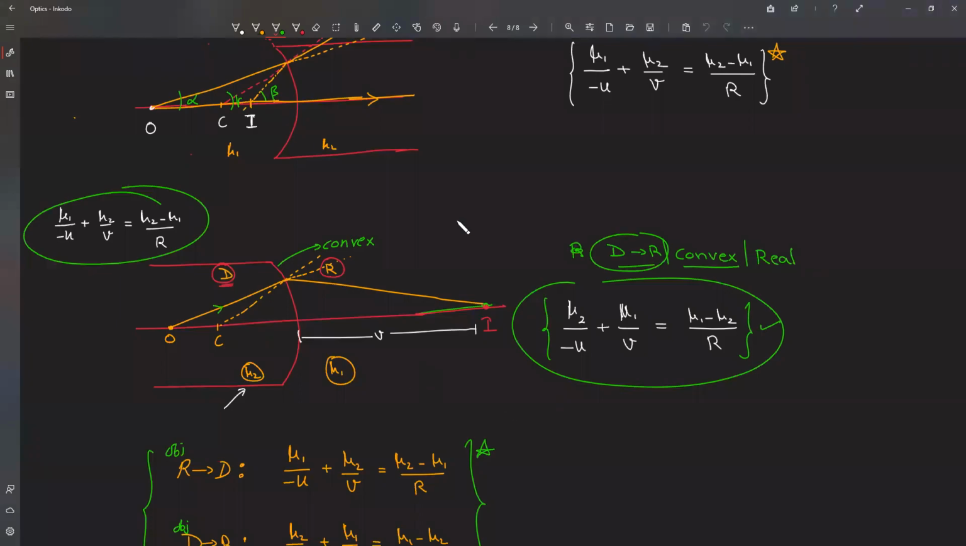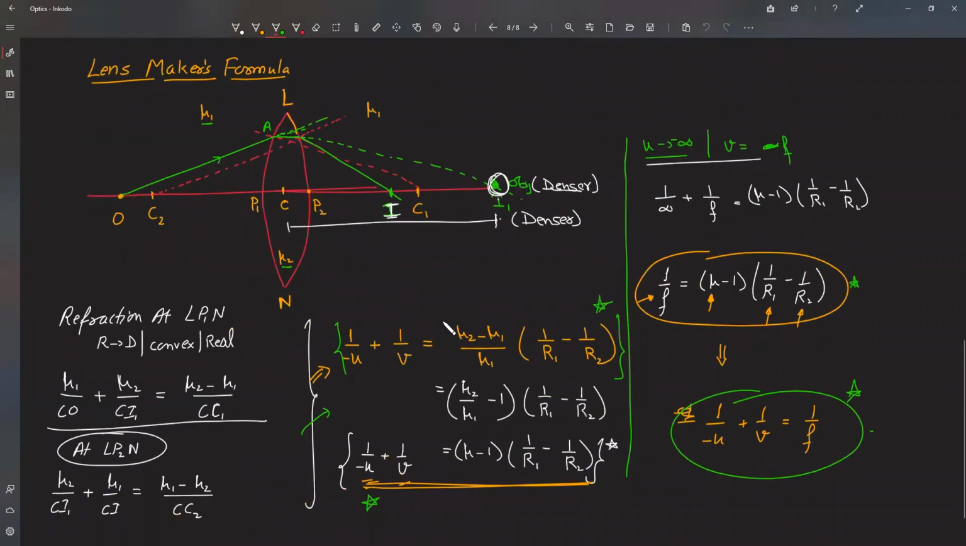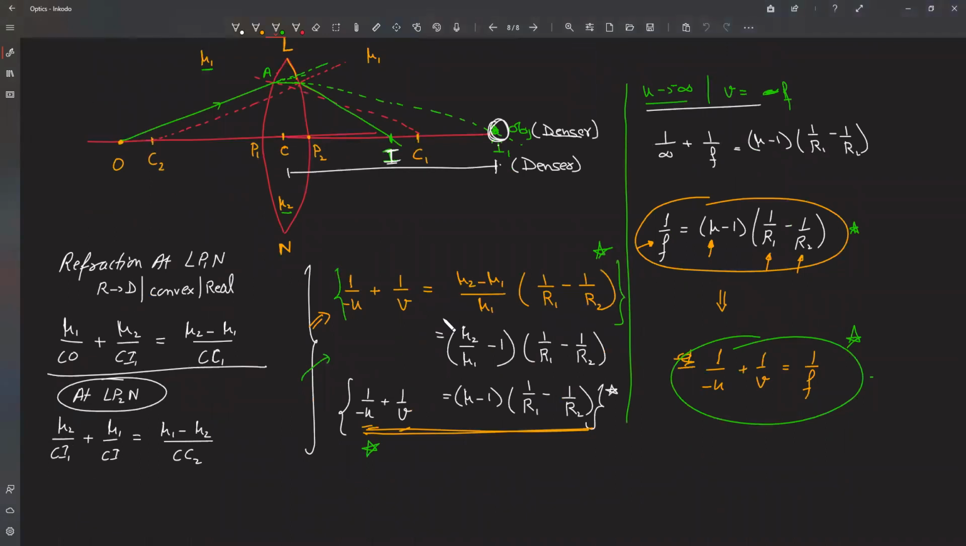We have derived the formula for refraction at curved surfaces, and we have actually got two sets of formula. One is from denser to rarer, another from rarer to denser, right? The next thing which we have done was this lens maker's formula. So lens maker's formula, and the refraction at a curved surface. All these are very important derivations, and you can expect questions to be asked on these formulas, right?